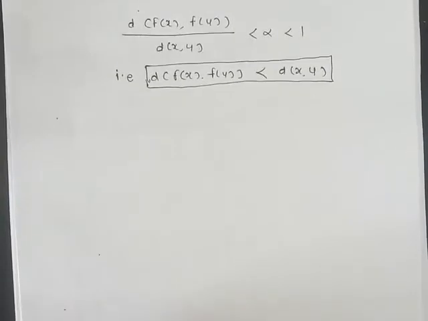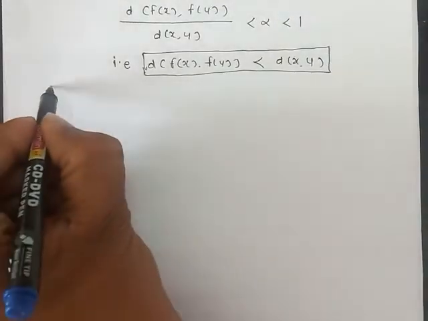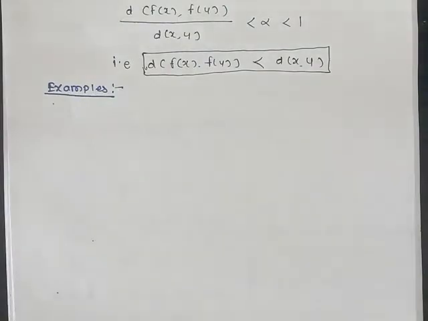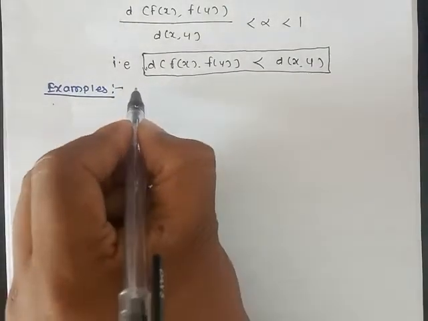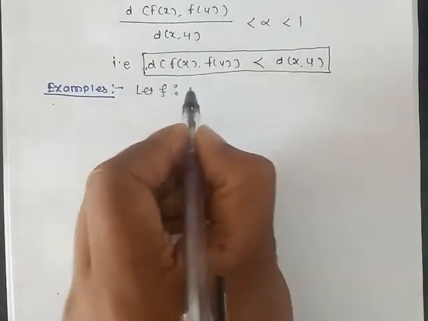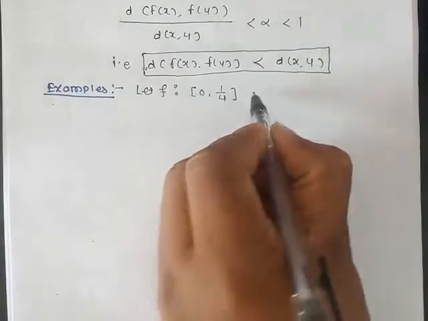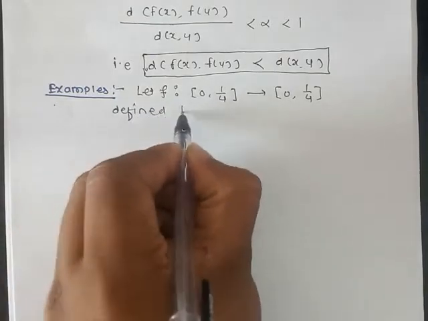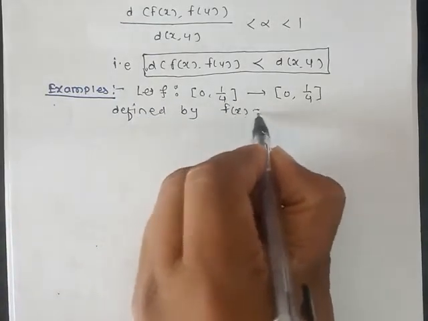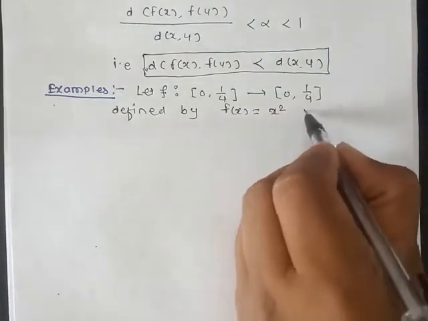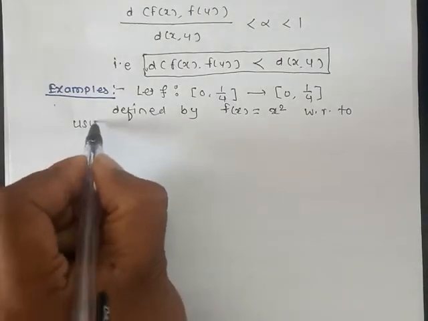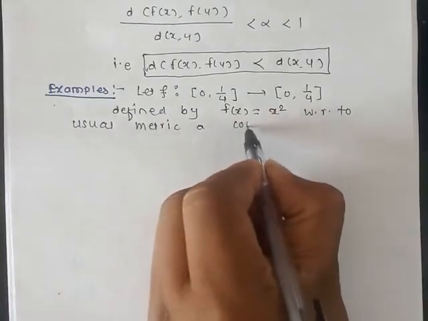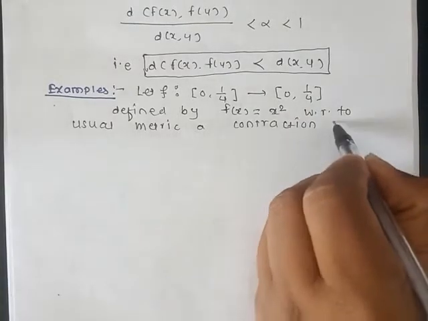Now some examples of contraction mapping. Let f from the closed interval [0, 1/4] to [0, 1/4] be defined by f of x is equal to x square, with respect to the usual metric. Then f is a contraction mapping.